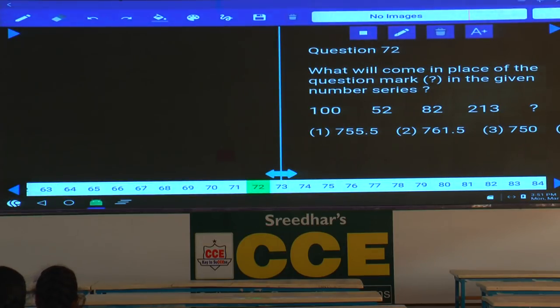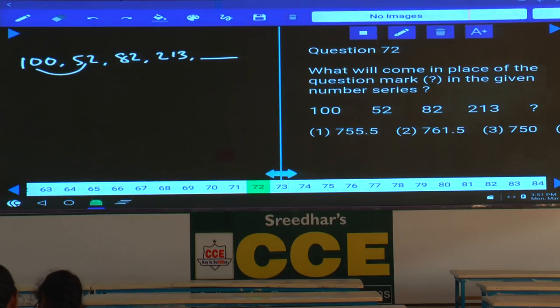152, 82, 213 and so on. 152. Now the number decreased once. From there onwards it has started increasing. 152, tell me how to express this one. And 213. And 152. 100 into 0.5 is how much?